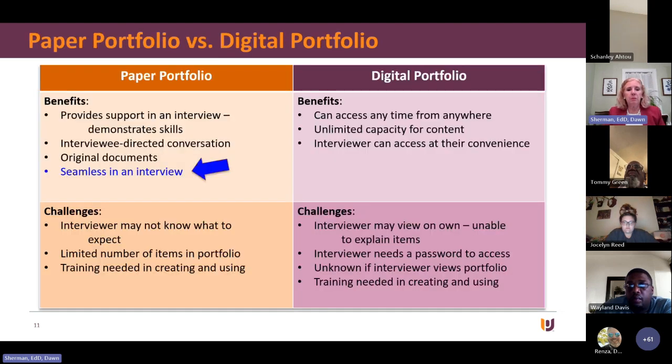So I put together some of these pros and cons, if you will, about paper versus digital. Paper, it's the real artifact. You're bringing the actual piece of evidence that you have done, that you have collected. You're able to sit right here, explain it to them as you go. And you can make it seamless in an interview.